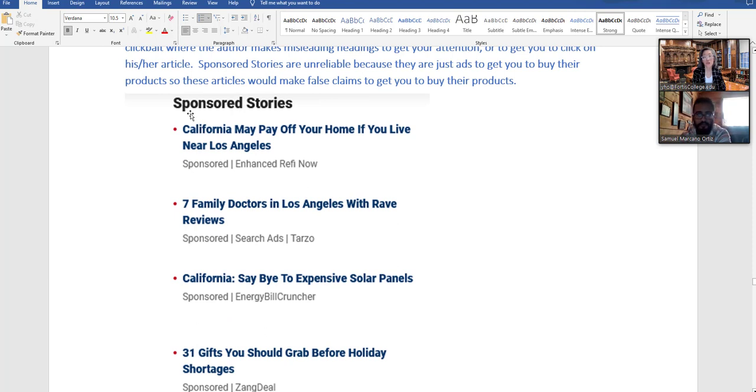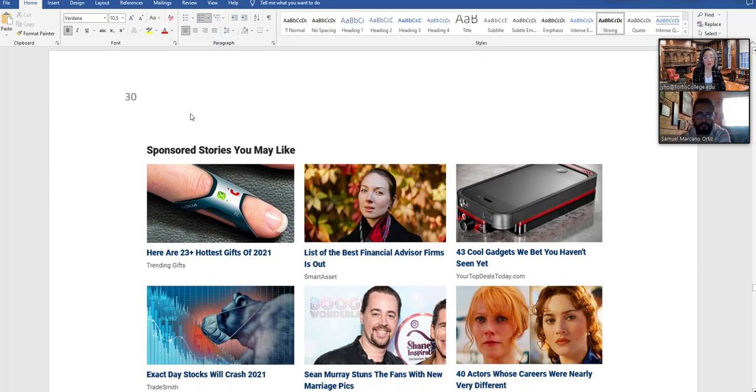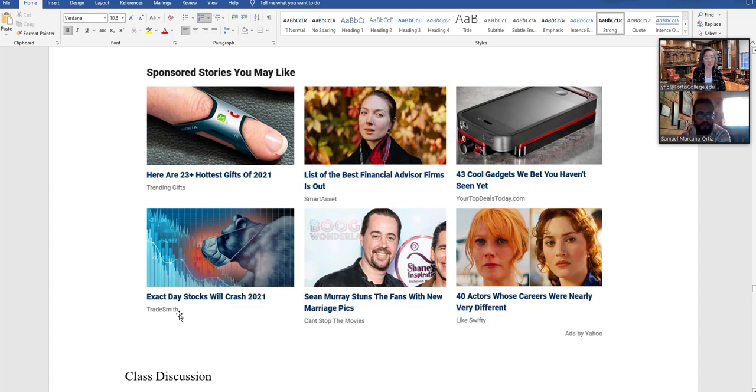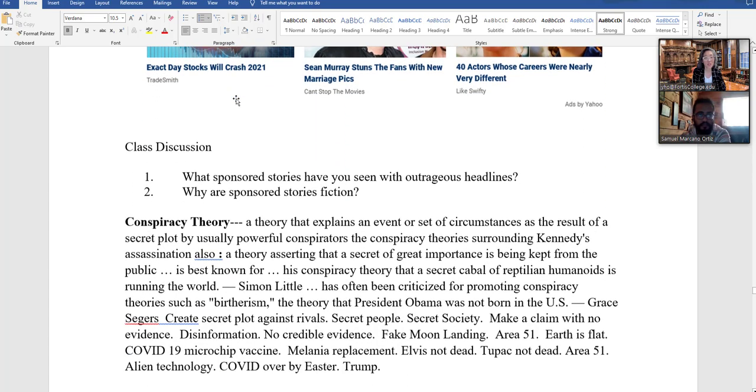So sponsored violates the P section of kapow. In other words, the purpose. So if the purpose is an ad, then it's not a reliable source. So all of this has to do with kapow, P, purpose. So more sponsored stories, because it says here, sponsored stories you may like.